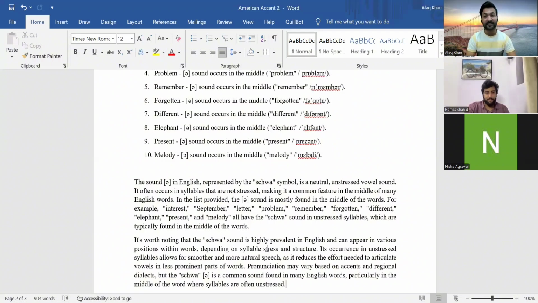See, position. How would you say it, Nisha? Position. Very good. Position. Very good. See, Hamza, she made it.